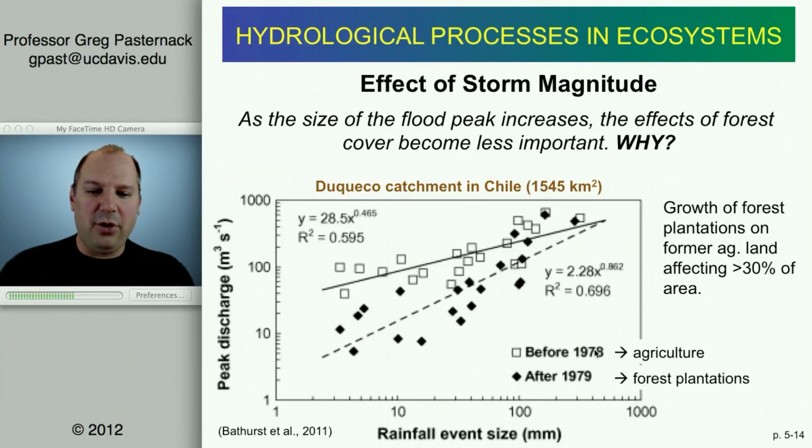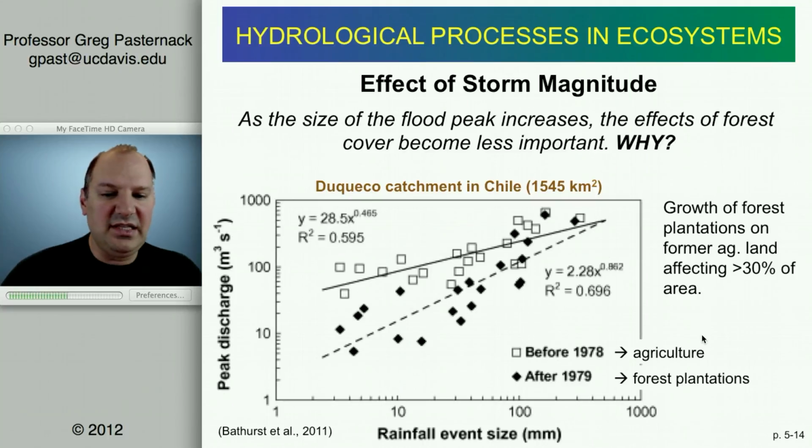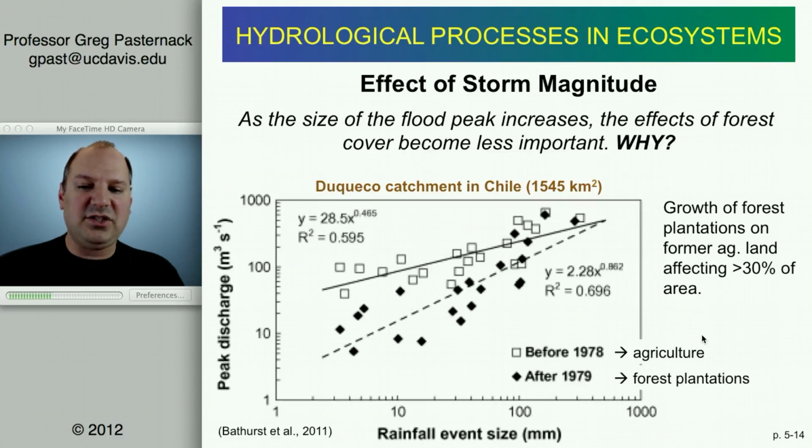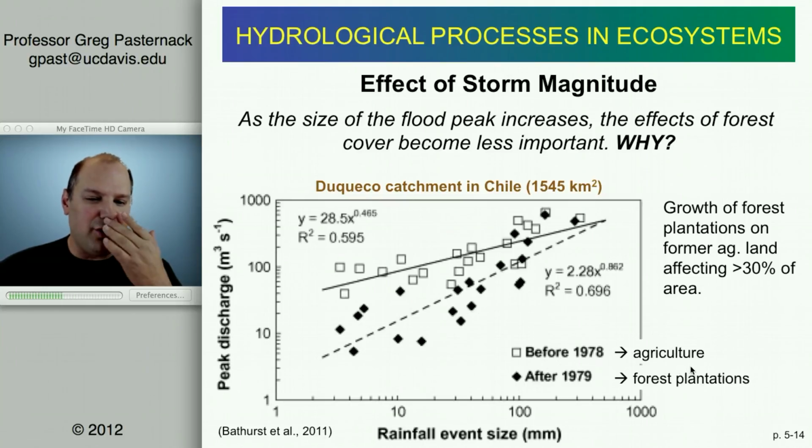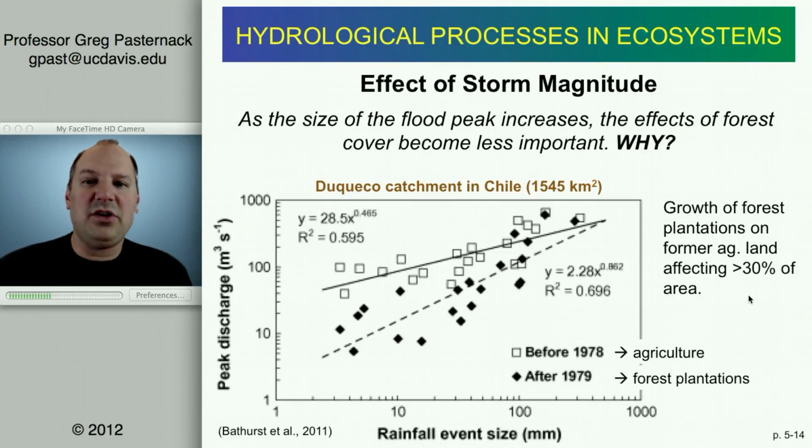Here's another example where we look at a single region, and in this large catchment, we have a relationship between rainfall event size and peak discharge. We can see that bigger events are producing more water. Well, it turns out that before 1978, this catchment was predominantly agriculture, and that after 1978, forest plantations came in. Afterwards, more than 30% of the watershed became covered with forest plantations.